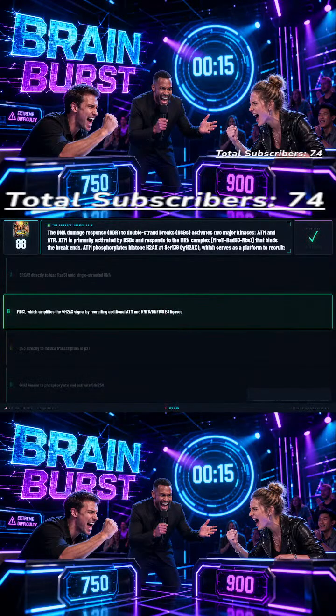Time's up. The correct answer is B, MDC1, which amplifies the gamma-H2AX signal by recruiting additional ATM and RNF8/RNF168 E3 ligases.